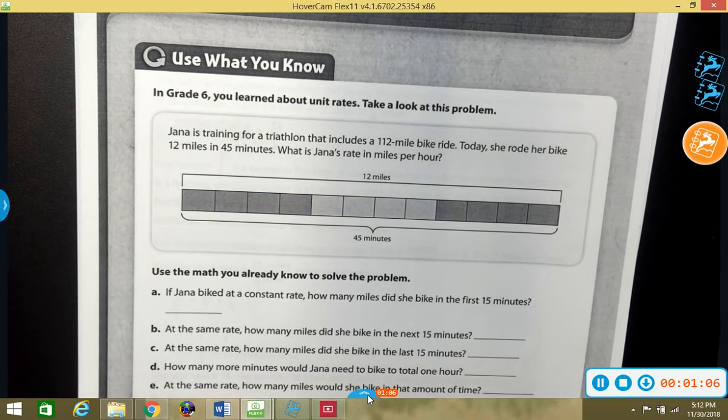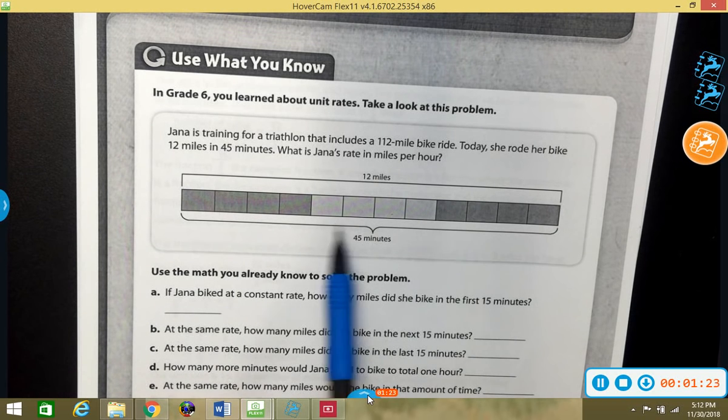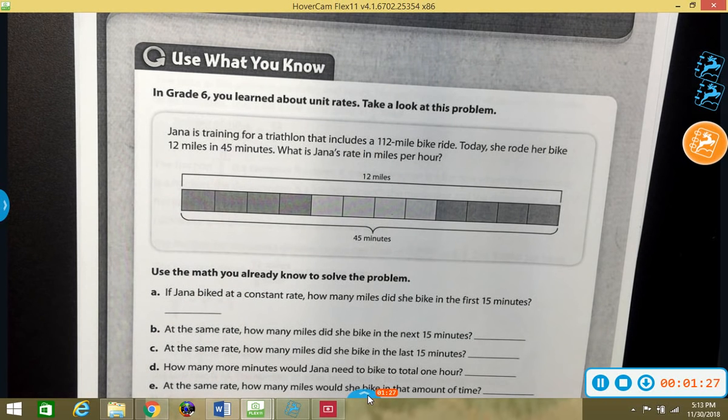Okay, Jana is training for a triathlon that includes a 112-mile bike ride. Today she rode her bike 12 miles in 45 minutes. What is Jana's rate in miles per hour? So you can see that they've made this number line here, and it's talking about the 12 miles is the total distance that she ran, and she ran it in 45 minutes. So if Jana biked at a constant rate, how many miles did she bike in the first 15 minutes?